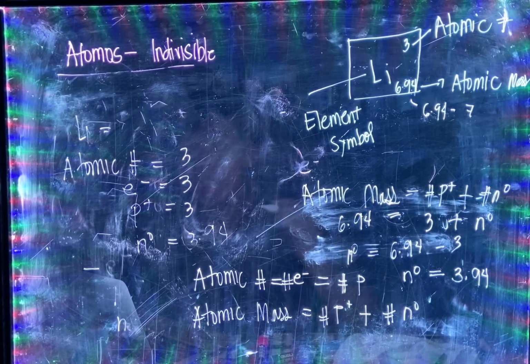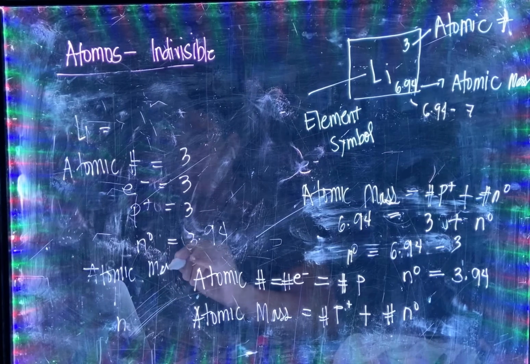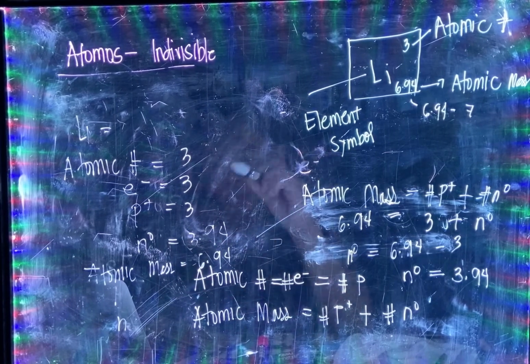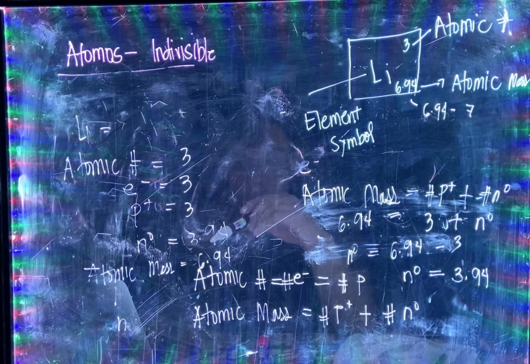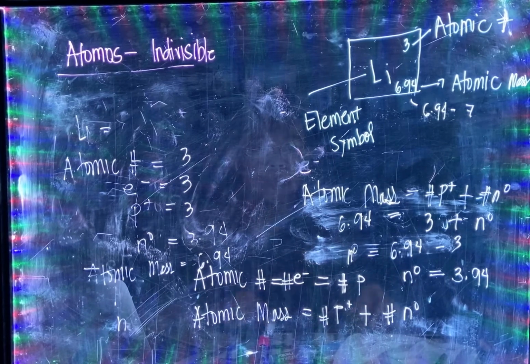Okay? And the atomic mass of lithium is equal to 6.94. Because if we add 3 and 3.94, that is equivalent to 6.94. Is that easy? Okay. Let's try another example.